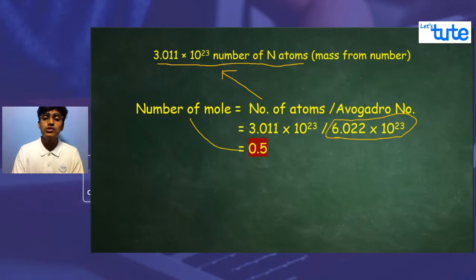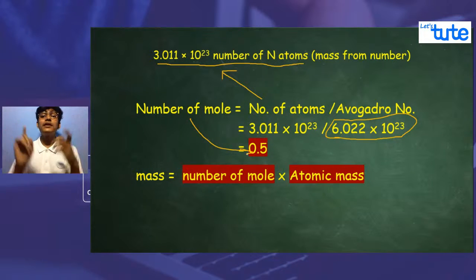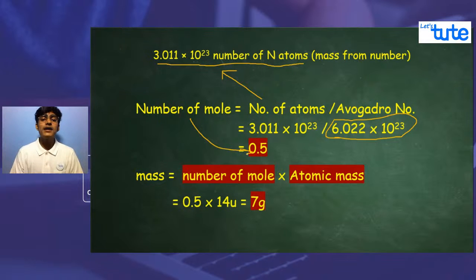So this is the number of moles. Now if you want to find out the mass of this number of moles of nitrogen, you simply multiply the number of moles with the atomic mass of the particular element. The atomic mass of nitrogen is 14. So we simply multiply 0.5 with 14 U and we get our answer as 7 g, that is 7 grams. I hope this thing is very, very clear.